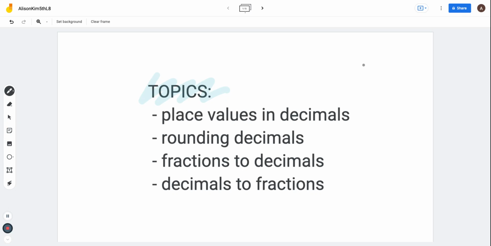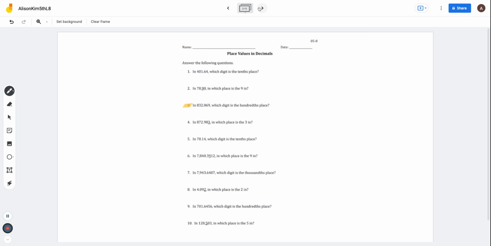Hi, fifth graders. Today's topics are going to be place values for decimals, rounding decimals, fractions to decimals, and decimals to fractions. So it's going to be a lot of conversions. The first one is going to be the place values.